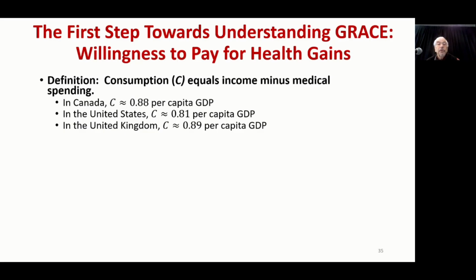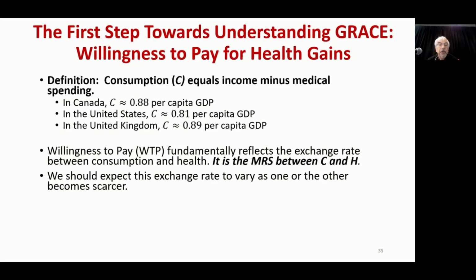In Canada, consumption is about 88% of your gross per capita domestic product. The remaining 12% is spent on healthcare. In the US, it's only 81% because we're very profligate and we spend 19% of our GDP on healthcare, which is an astonishing factoid. And in the UK, it's very similar to what it is here.